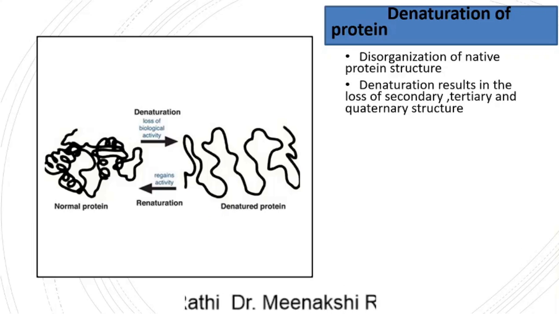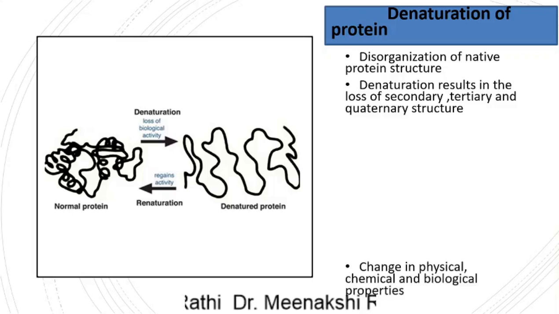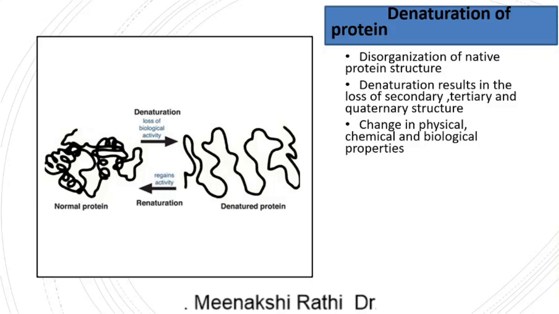Denaturation actually results in the loss of secondary, tertiary and quaternary structure. Primary structure remains intact during denaturation, because in primary structure amino acids are linked with each other through a strong covalent bond, that is a peptide bond, while secondary, tertiary and quaternary structures are linked with each other through weak secondary forces or weak non-covalent bonds. Denaturation results in change in physical, chemical and biological properties of proteins.